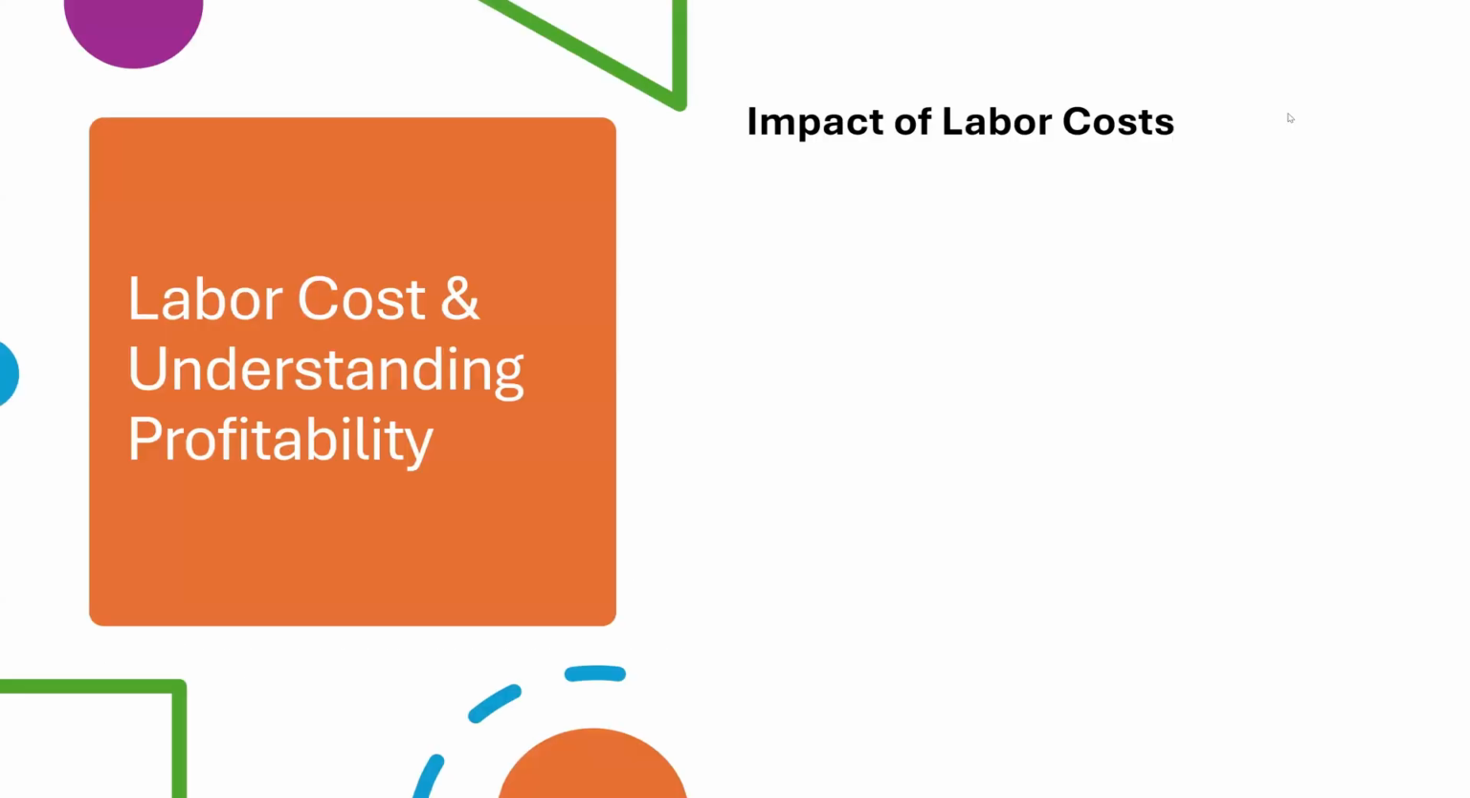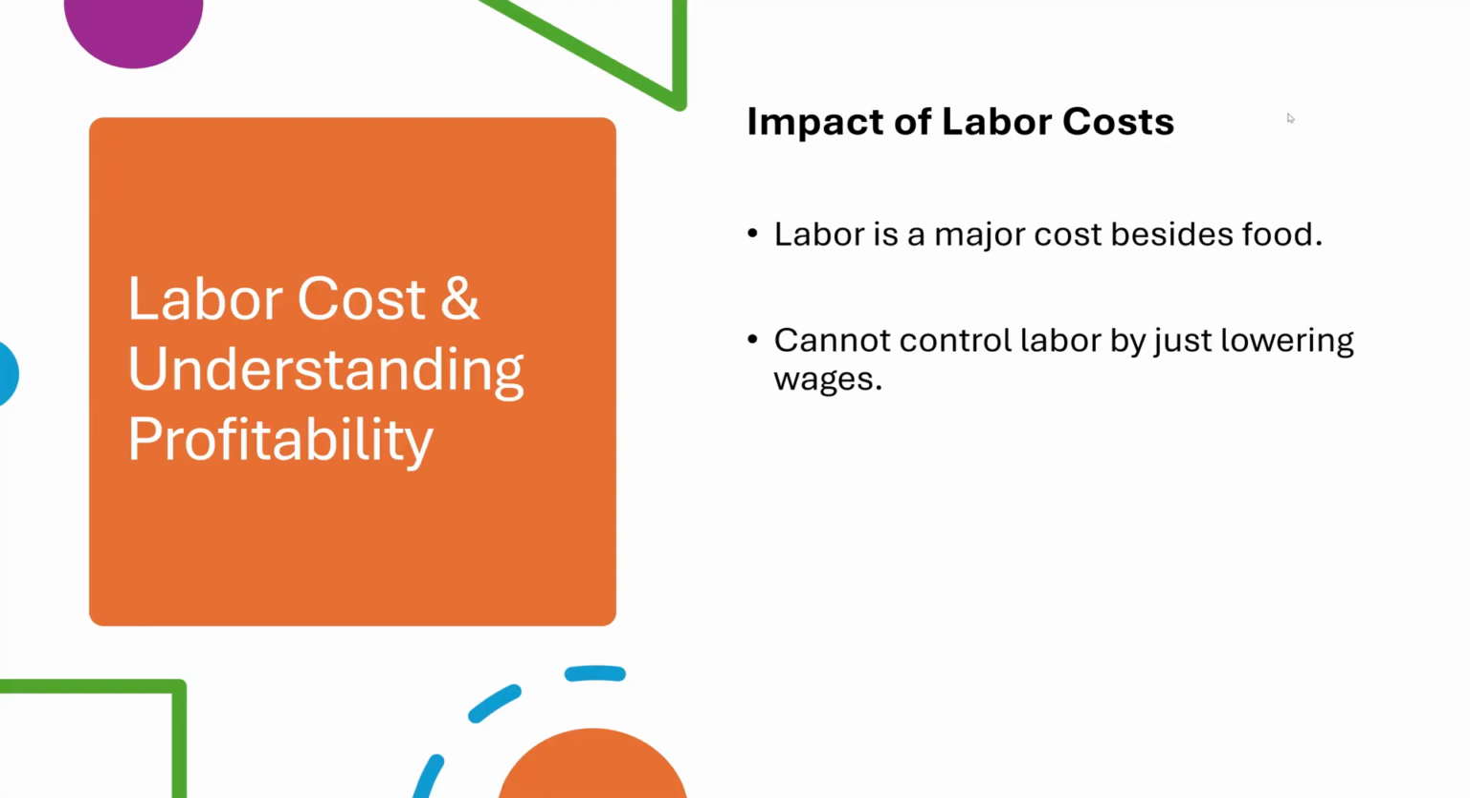What are some of the impacts of our labor costs? Well, labor is a major cost besides food, right? So we know that labor is involved in our prime costs, and we know that can be upwards of 65% or more. You just can't control the labor by lowering wages. That'd be nice if we could, but that's just not how it works. We need quality people. We need to pay them well.